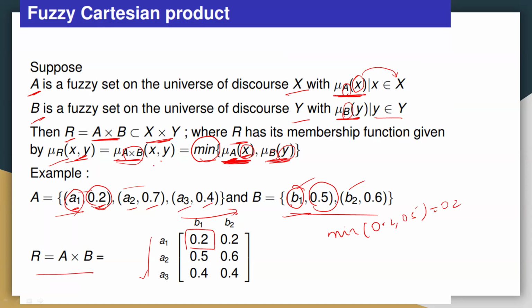Similarly, we take 0.2 and 0.6. So again, it will be 0.2. Now we'll move on to the next element in set A, that is A2. So we'll be checking 0.7 and 0.5. 0.5 is the minimum. Again, 0.7 and 0.6. 0.6 is the minimum, and so on. Whereas in the third one, 0.4 is lesser than 0.5 and 0.6. So both the answers are 0.4. So this is another example.